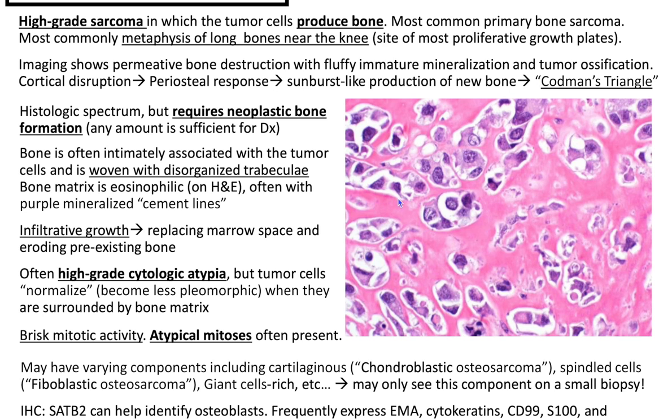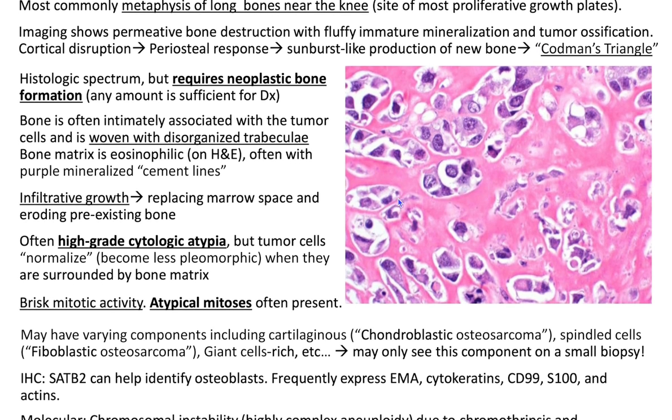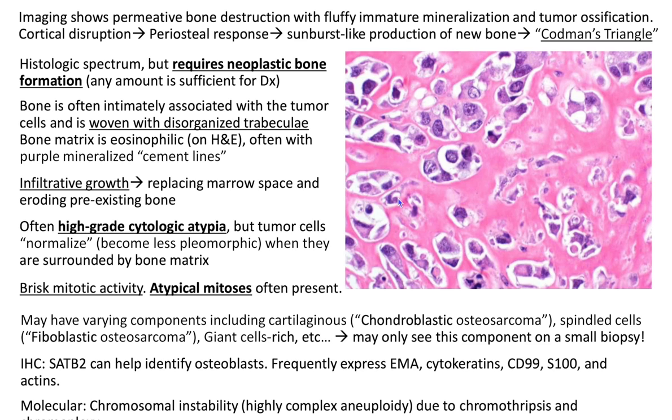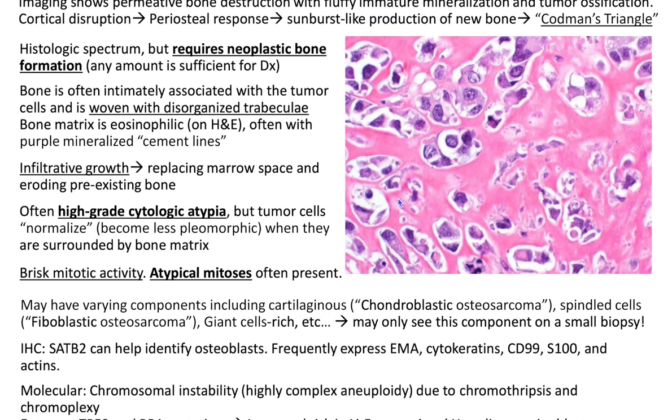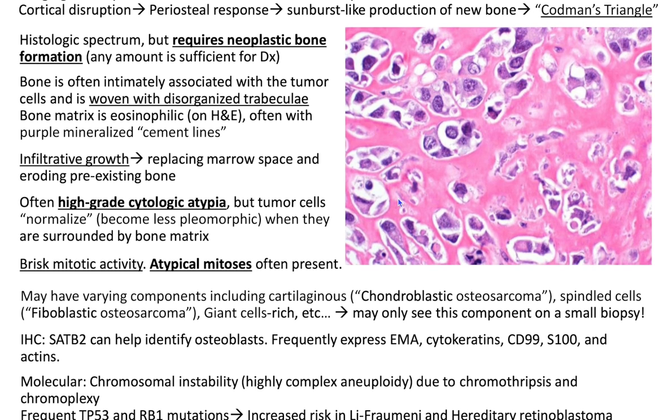So there's a lot of histologic spectrums as alluded to, such as your chondroblastic type, your osteoblastic type. You can get a sclerosing, fibrosing type. But the main common denominator for osteosarcoma in general is that you need neoplastic bone formation, such as osteoid, and any amount is sufficient. So this is why it can be hard on biopsies, especially if you don't sample that portion of neoplastic bone.